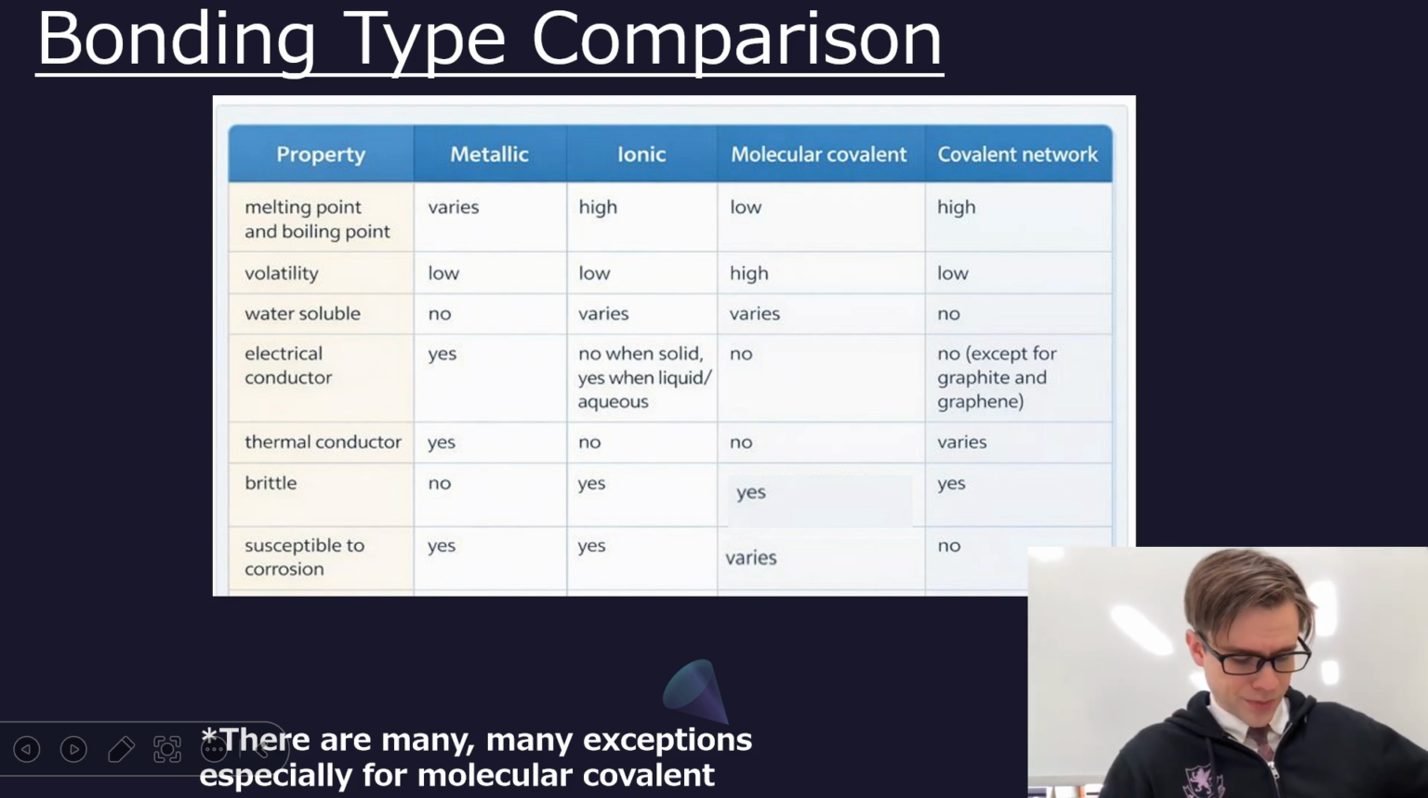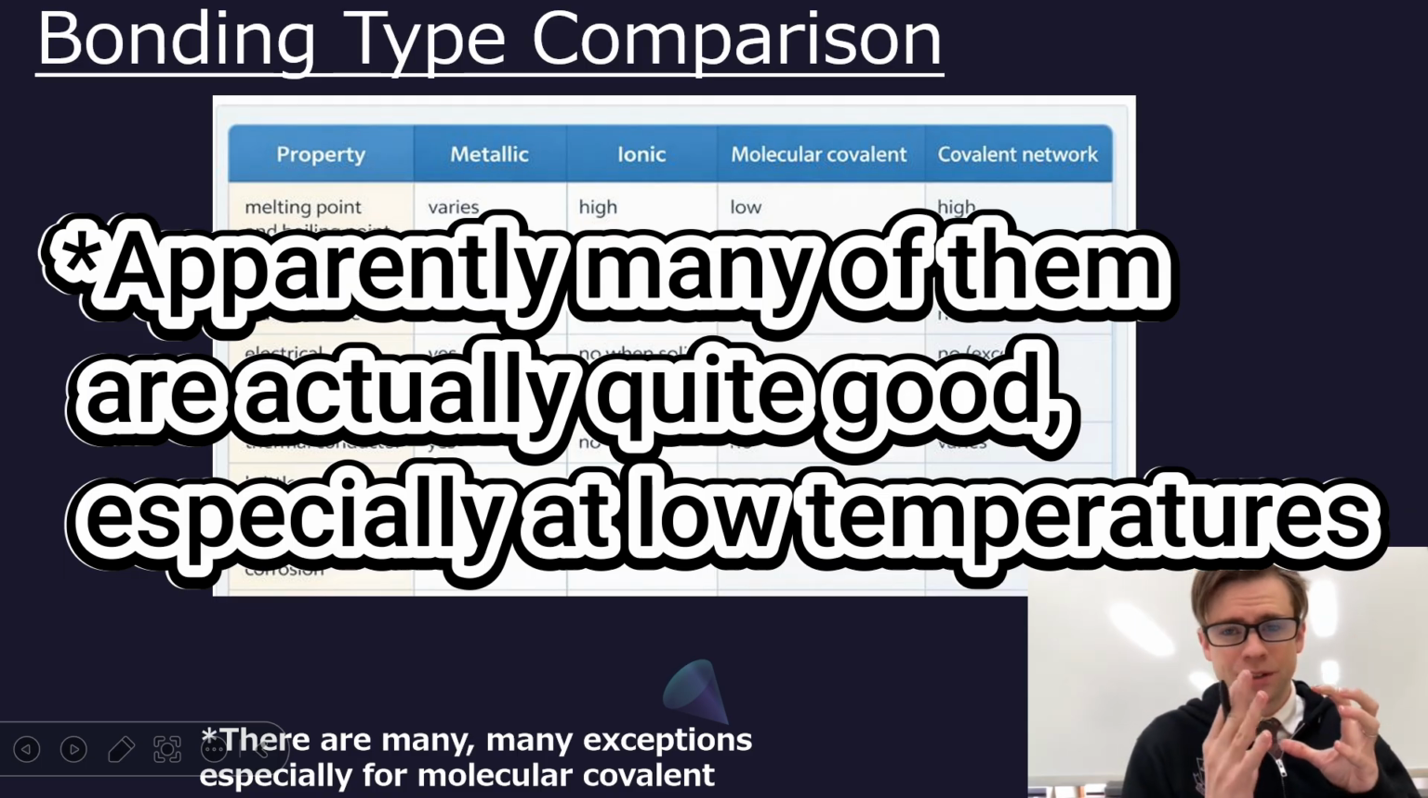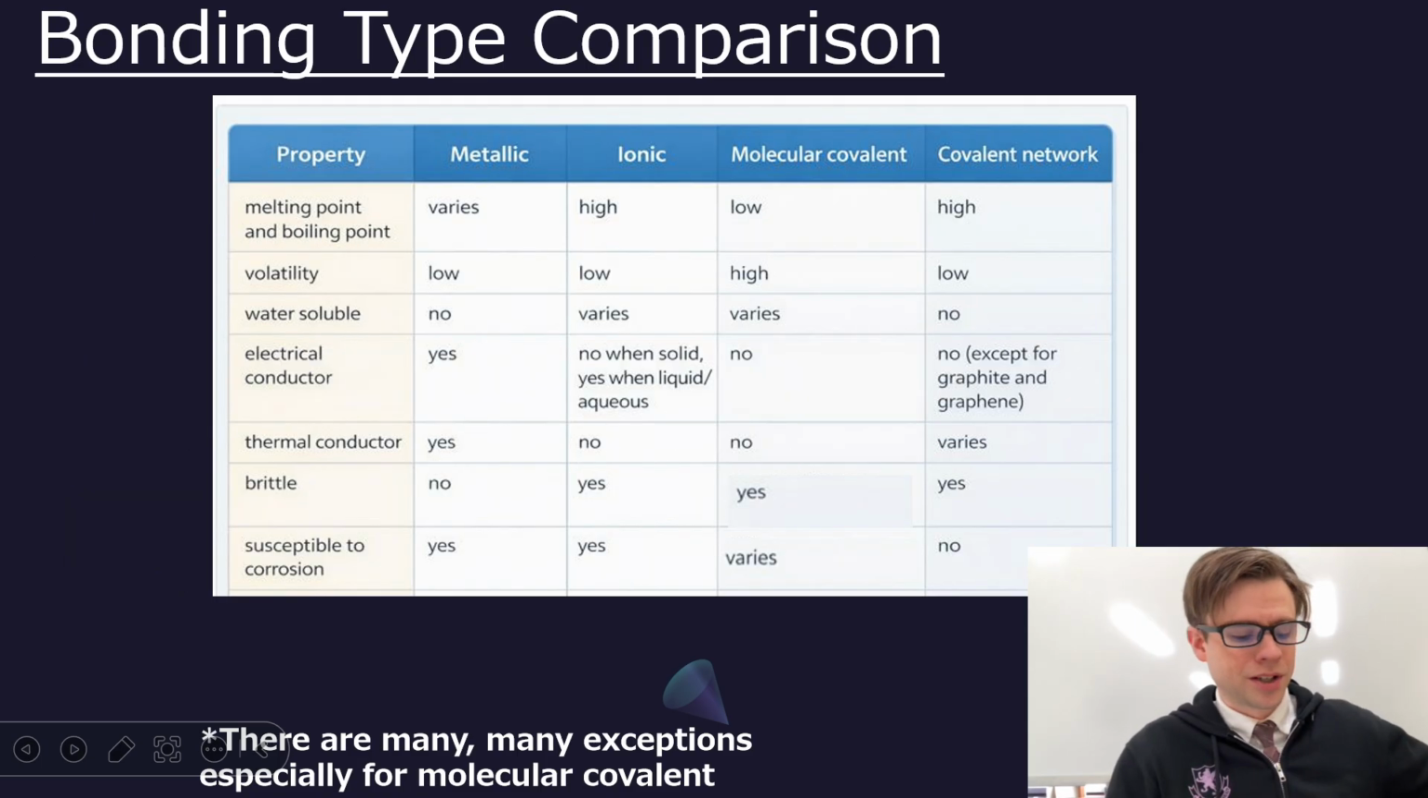Thermal conductor, no. There's not a lot of mobility in a solid ionic compound, so you're not going to have collisions and transfer of kinetic energy happening very well. Just each cation and anion can vibrate in place, but that's going to take a long time to transfer kinetic energy around.